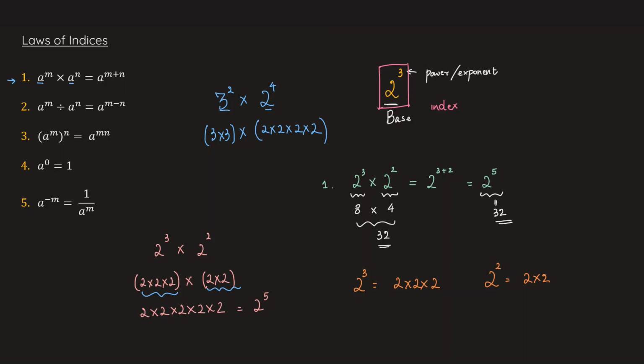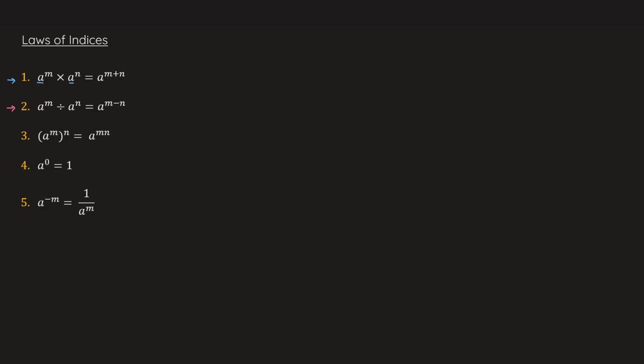So the first law says, and now you have understood, that when two bases multiply each other, the powers add. With a similar argument, we can also say that when two bases divide each other, the powers subtract. So let's look at an example for that. So for the second law, we'll take a different base this time. 3 to the power 5 divided by 3 to the power 2. According to the second law, this should be the same as 3 to the power 5 minus 2, which is 3 to the power 3.